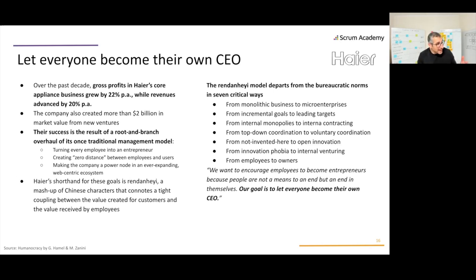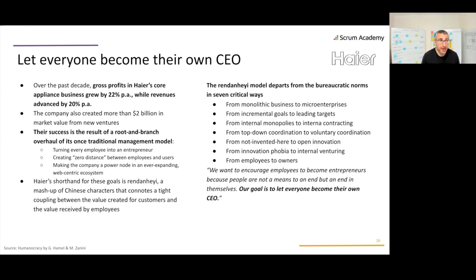As part of that, looking at bullet point number three, they also went from internal monopolies to internal contracting. What does that mean? This is, again, one example of management innovation. In most organizations, we have monopolies in several areas. Think about HR, it's a monopoly. Think about finance, it's a monopoly. Think about legal, compliance, like all of those areas, all of those supporting functions, or purchasing or procurement, they are basically monopolies in an organization.